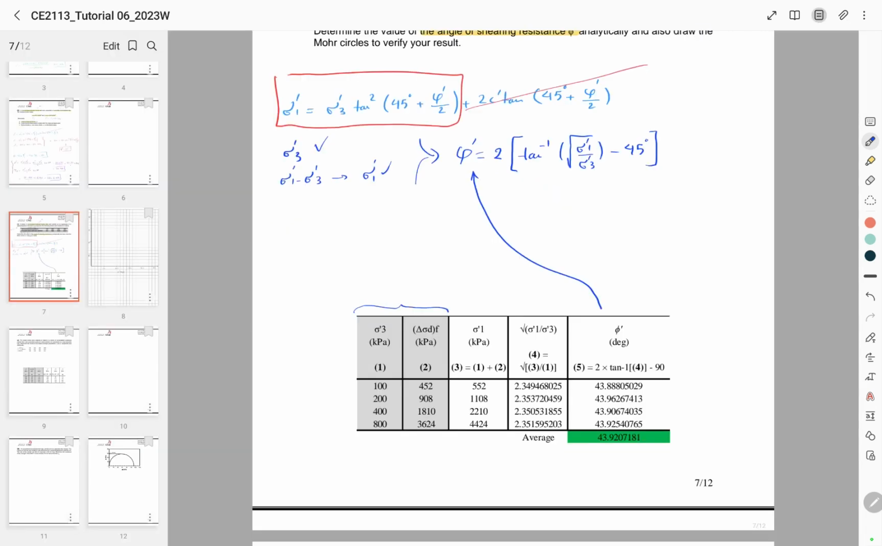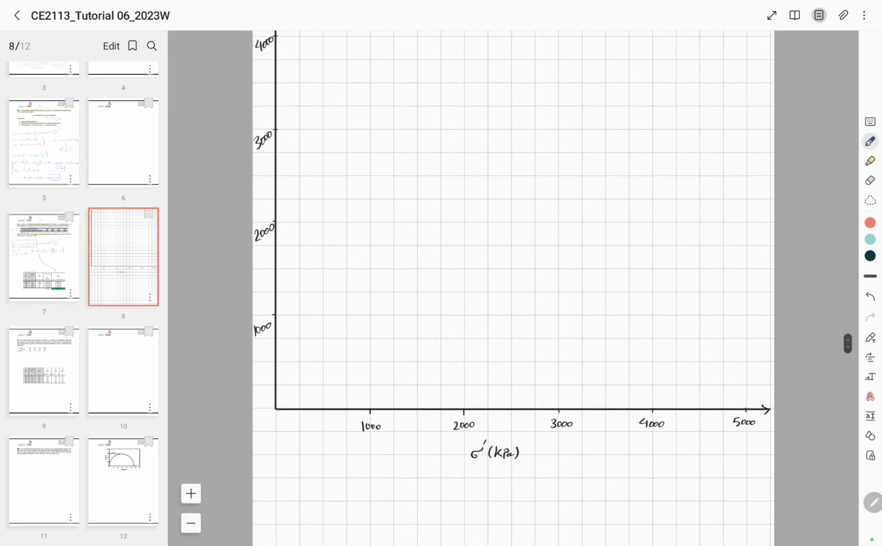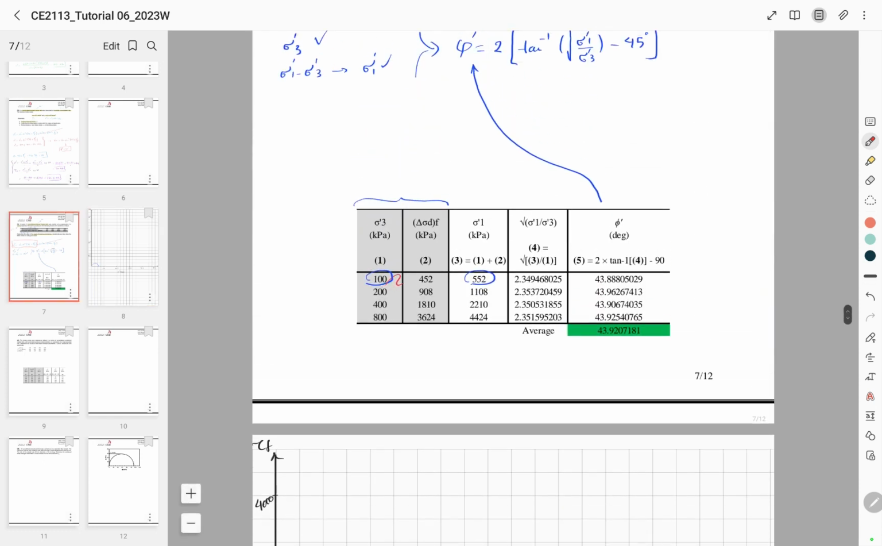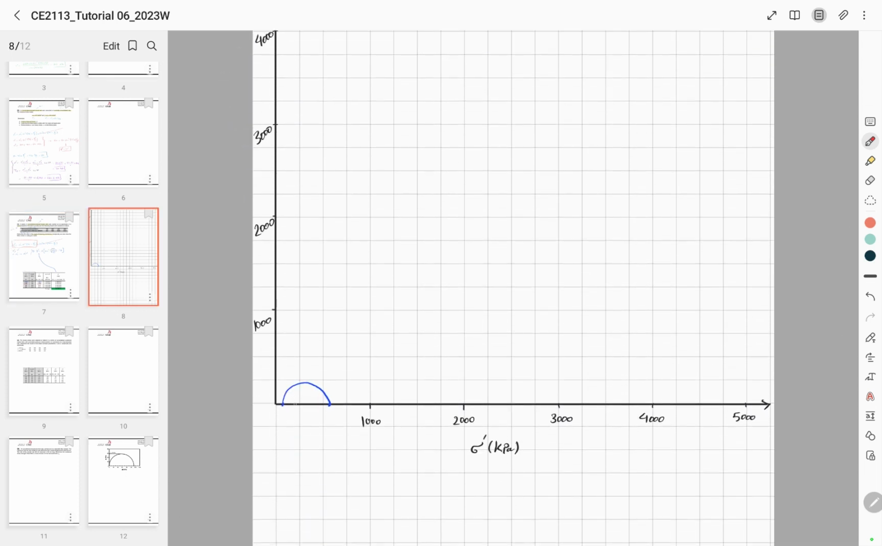So for the first specimen, we have sigma prime 3 equal to 100, sigma prime 1 equal to 552. So somewhere here and somewhere here. So our first Mohr circle will be something like this. The second specimen, the values are 200 and then 1108. Somewhere here, 200, and somewhere here. So the Mohr circle will be something like this.